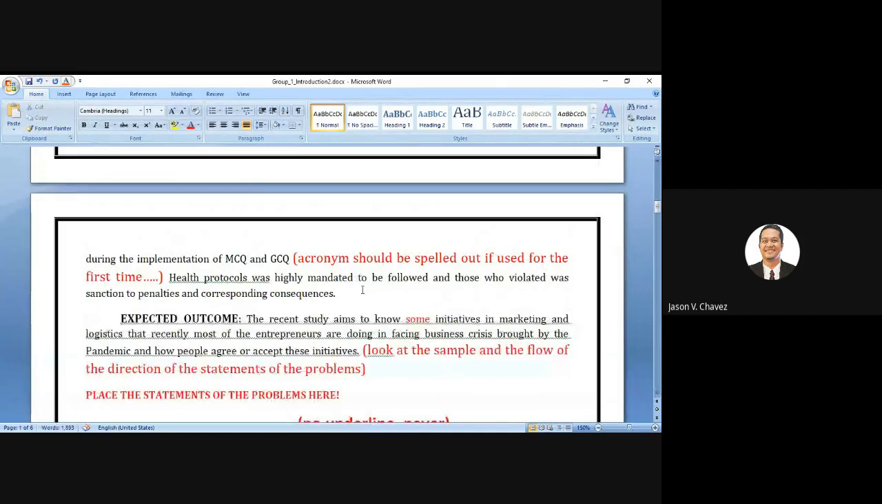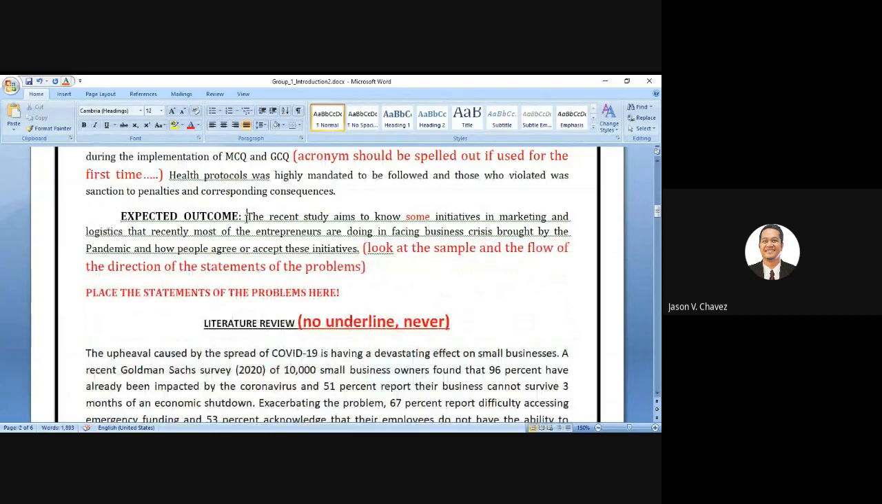Okay, let's go to the expected outcome. The expected outcome is, you can mention, for example, the study is expected to generate information about what? So doon naman tayo, we can always go back to the flow of the statements of the problem. The study is expected to generate information about, for example, variables on the priorities of spending, ano ba, behavior of poor consumers, etc.